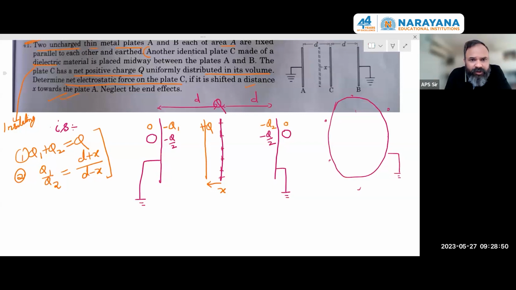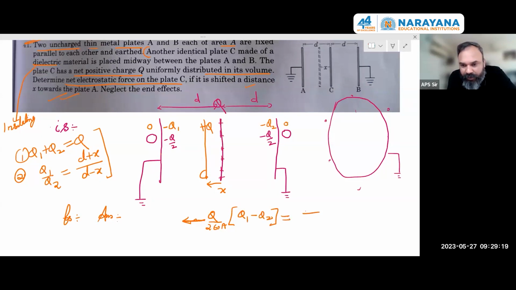Here the interest was the net force on the C. So in the final state, my answer is the force on this guy. I knew that Q1 is more, so this attraction is more, that is less. So the force will be leftward. What is that? The charge of this guy into the field of those guys. The field is sigma upon 2 epsilon naught. So 2 epsilon naught, area also I will take, and then the magnitude of charges, Q1 minus Q2. So my answer should be leftward, Q upon 2A epsilon naught into (Q1 minus Q2).